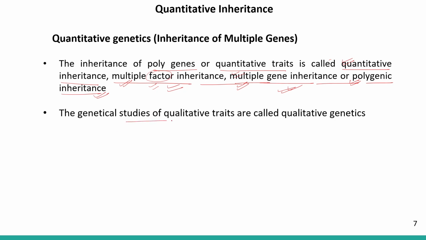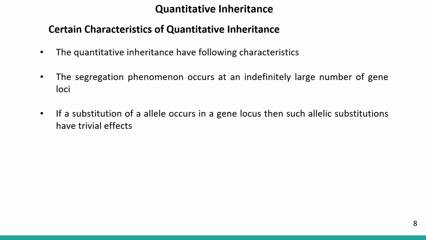The genetical study of quantitative traits is called quantitative genetics, a different branch of genetics that follows the quantitative traits. Quantitative inheritance has the following characteristics. The segregation phenomena occur at an indefinitely large number of gene loci. So a number of genes are involved, and all the genes are located on different loci.